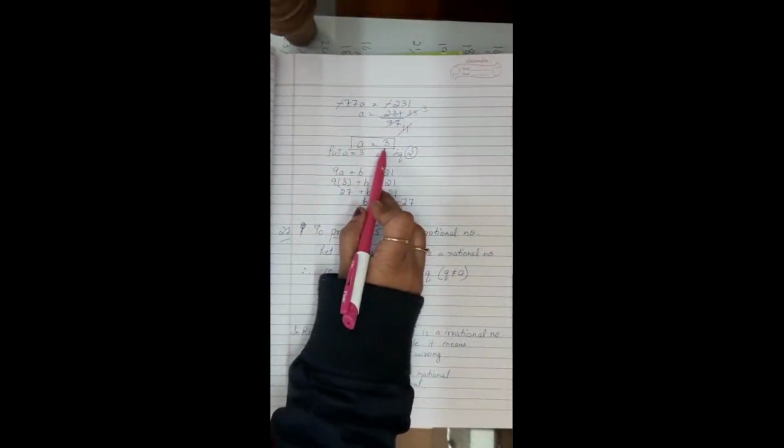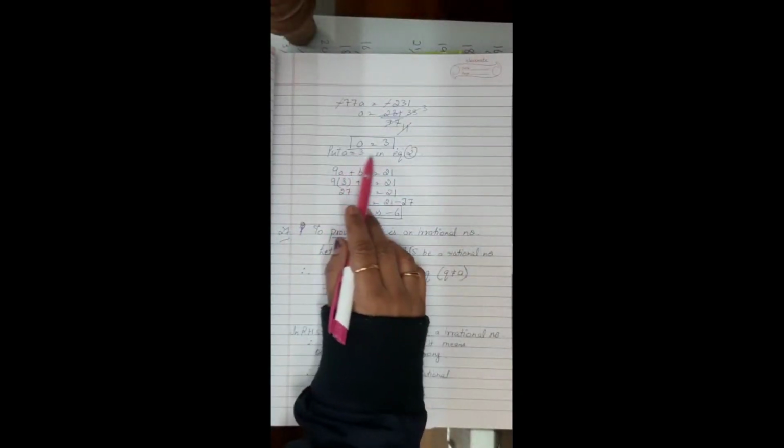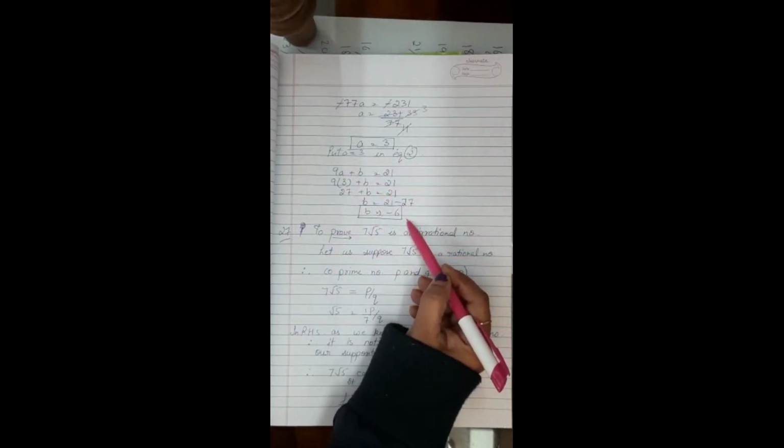See, a comes out to be 3. Now this value of a, I can put in any of the equations, in equation 1 or in equation 2. See, I have put this a equals 3 value in equation 2, and the value of b comes out.